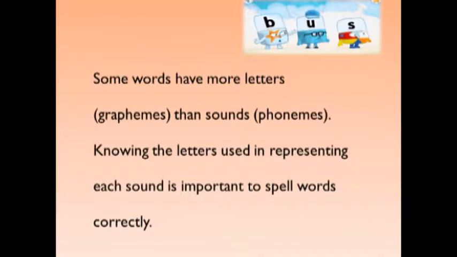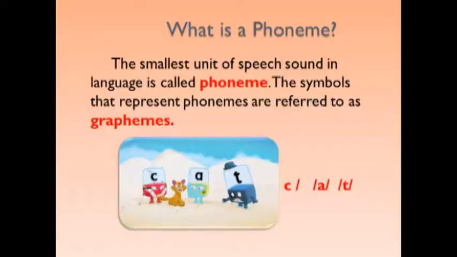Let us continue. Now, some words have more letters, graphemes, than sounds, phonemes. Knowing the letters used in representing each sound is important to spell words correctly. Let me remind you what a phoneme is. What is a phoneme? The smallest unit of speech sound in language is called phoneme. The symbols that represent phonemes are referred to as graphemes.